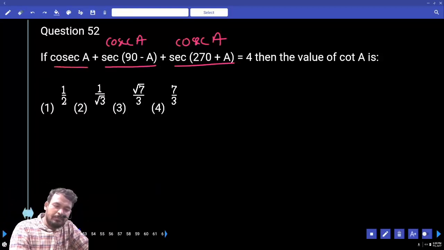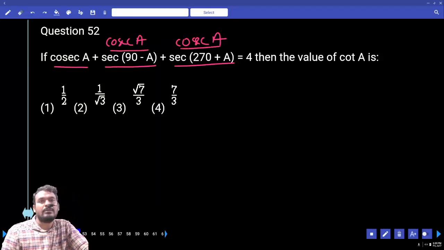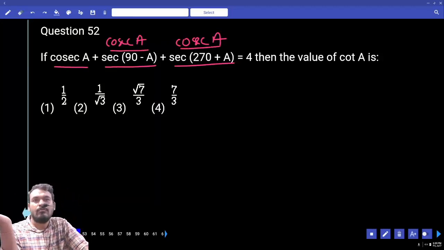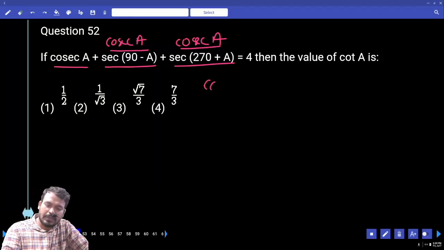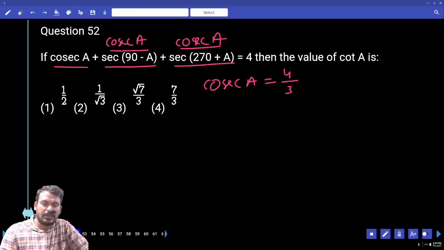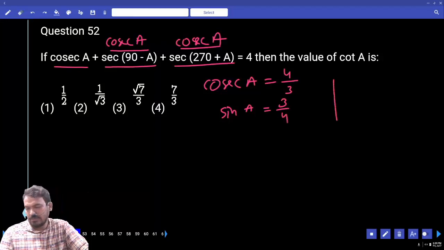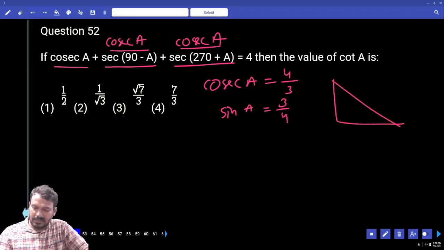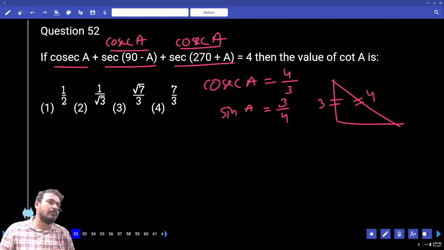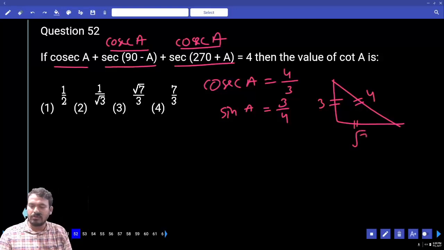Cosecant A plus cosecant A plus cosecant A, 3 cosecant A equals how much? 4. So cosecant A equals 4 by 3. Then sin A equals 3 by 4. Using a right angle triangle, 3 and here 4. What is 3 square? 9. What is 4 square? 16. The difference is 7, so this portion is root 7.